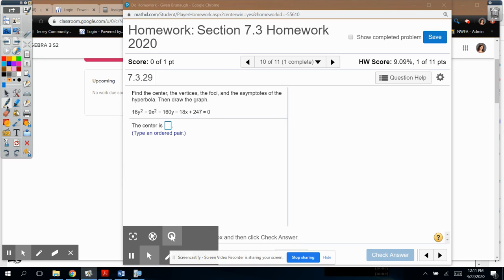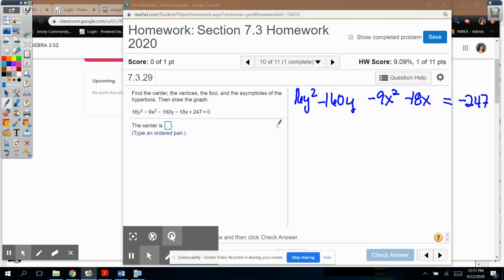We'll get our y squareds together. You want to do some pulling things out? We're going to do a lot of work here. Okay. 16y squared minus 160y. So get those y's together. Leave a little space. Get the x squareds together. And then move that 247 on the other side.